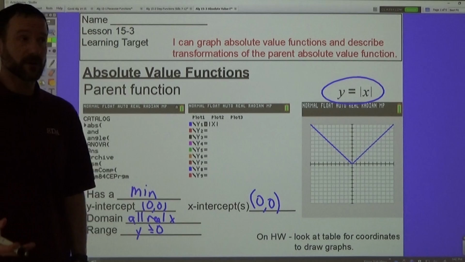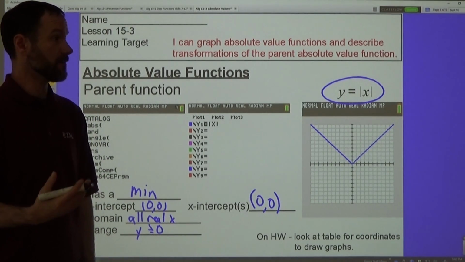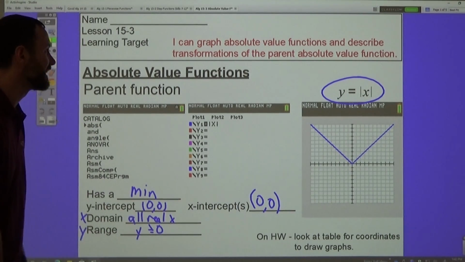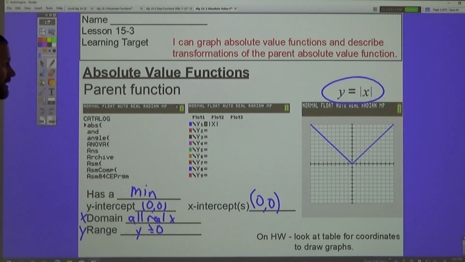So here's the video for 15-3, which is absolute value functions. I'm sorry, the previous video got cut off. The battery died on the video camera that I'm using. So I already had the flip chart filled out, so we'll go a little bit quicker. So anyway, absolute value functions.